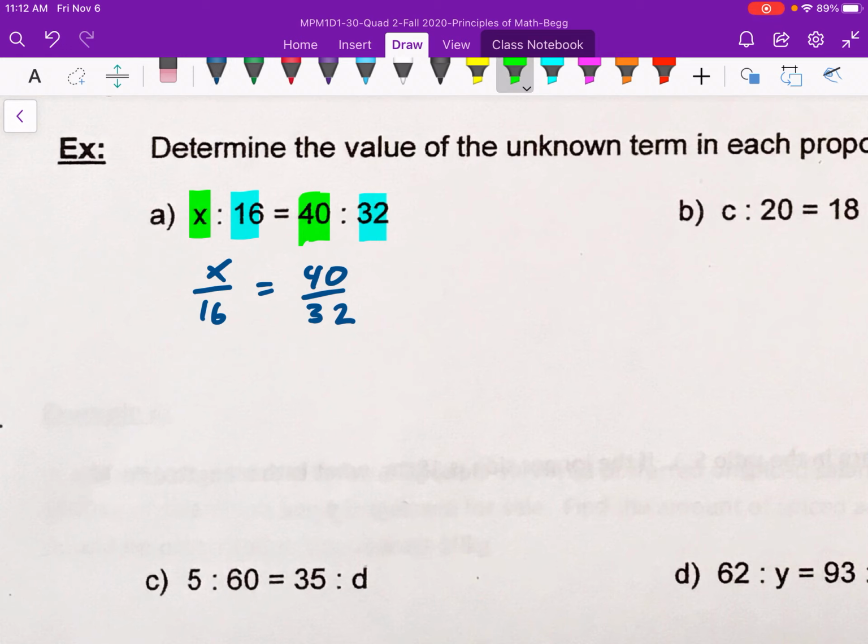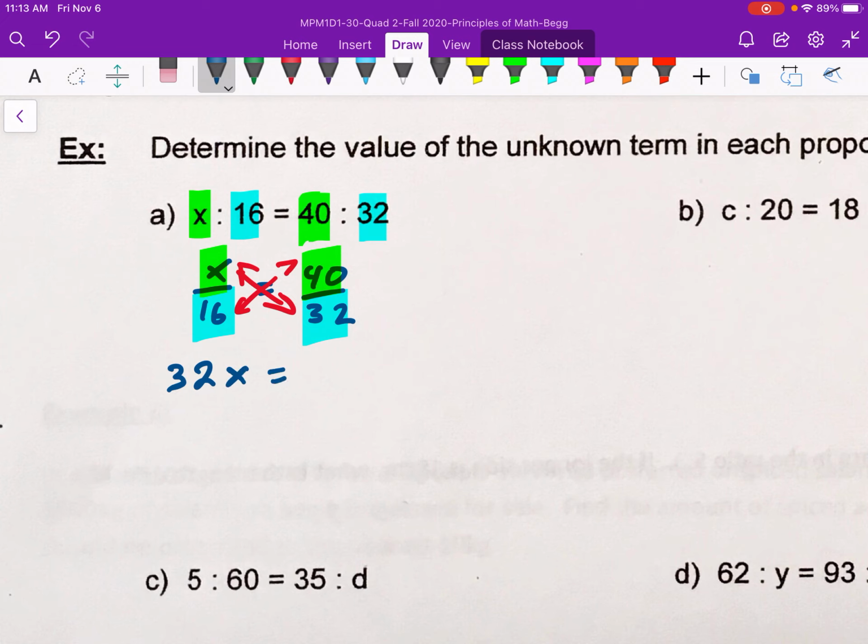And again, I'm just going to keep with the coloring. So the x and the 40, you'll notice, are on top. The 16 and the 32 are on the bottom. That's what will happen. The first numbers go on top of the fractions. The second numbers go on the bottom when we're writing ratios as fractions. I can cross multiply. You may remember this. If I've got one fraction equals another fraction, then I can just multiply diagonally. And so x times 32 is 32x.